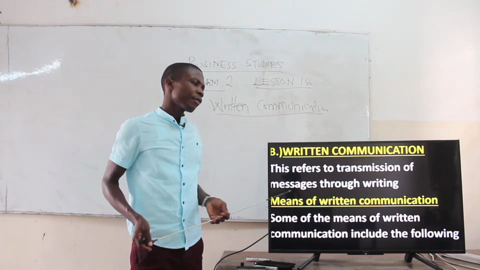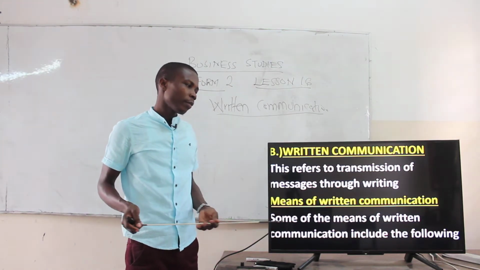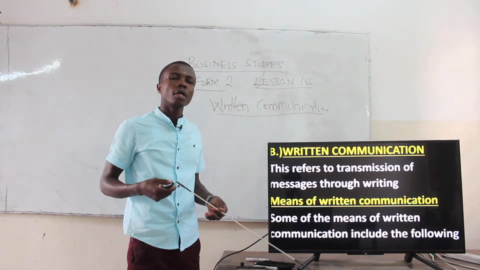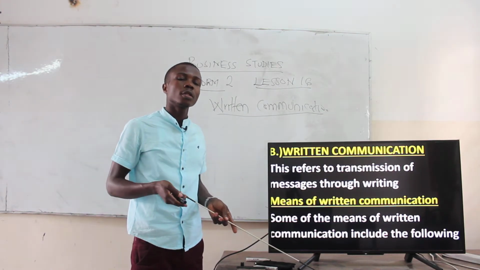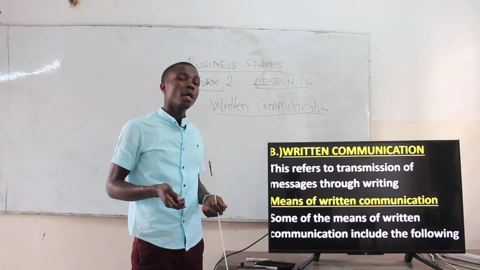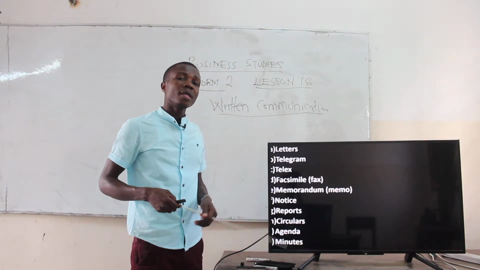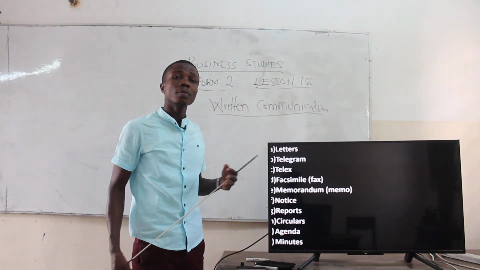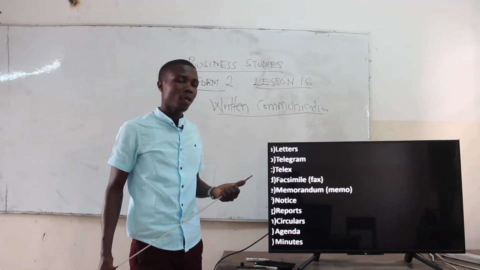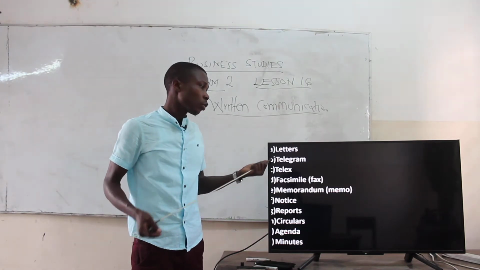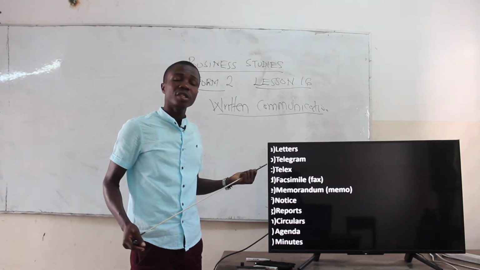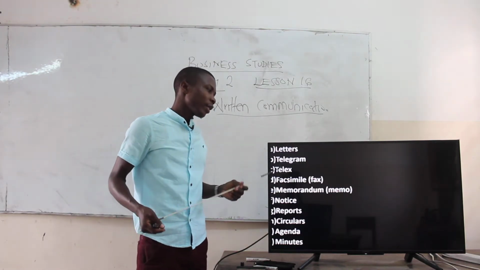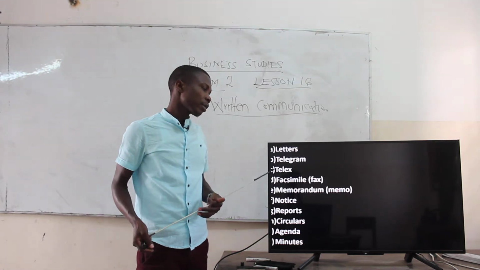Then the means of written communication. Some of the means of written communication include the following. All of these means, we will be talking about them in English, in functional writing, as a discipline that you are also pursuing. You will be taught how to write a letter. You have different types of letter. You have the formal letter. We also have the informal letter. Then telegram, then we also have telex, we have facsimile.